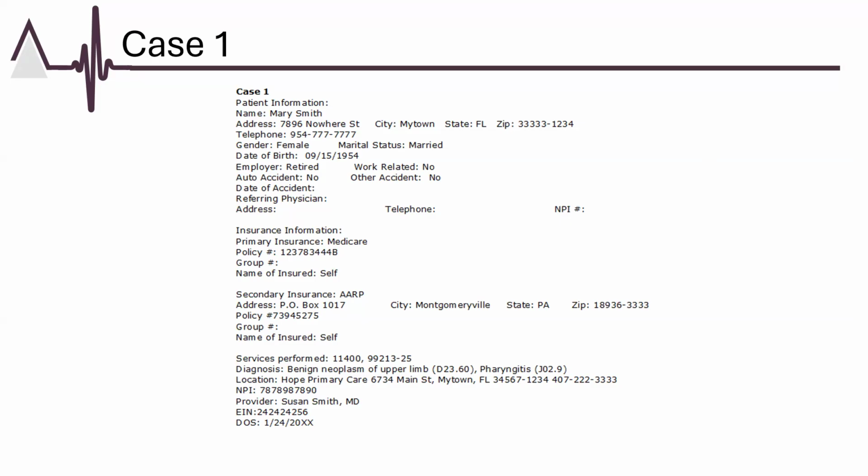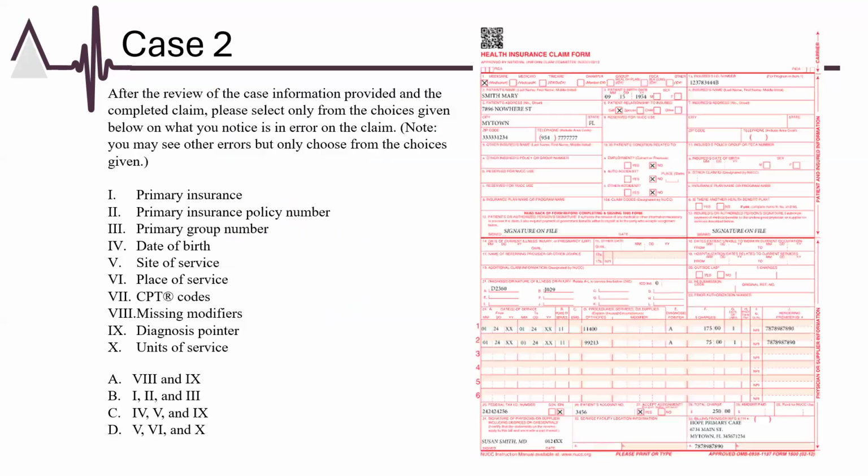We are presented with the same demographic page and the same HCFA, but a new question. After the review of the case information provided and the completed claim, please select only from the choices given below on what you notice is in error on the claim. Note, you may see other errors, but only choose from the choices given. This is key in the note in this case. Be mindful of that.